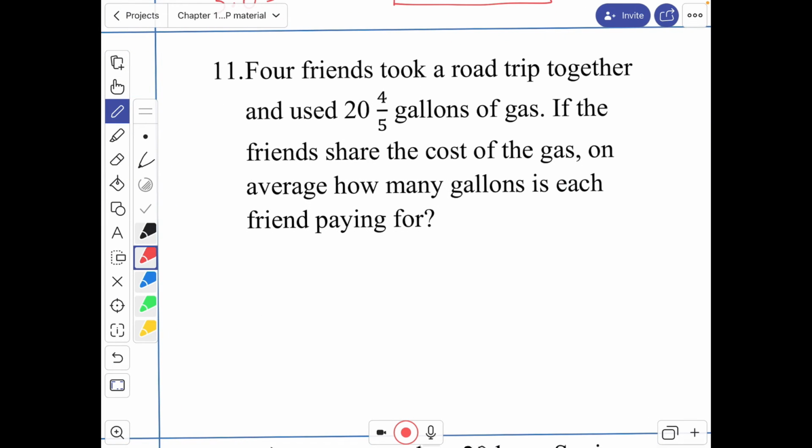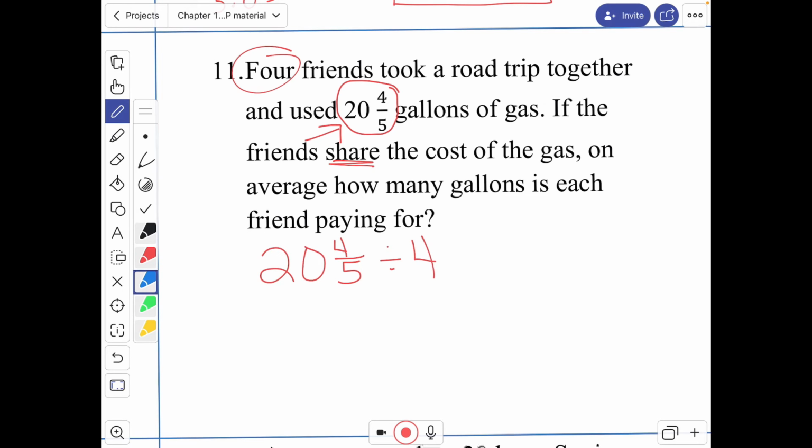Number 11. 4 friends took a road trip together and used 20 4/5 gallons of gas. If the friends share the cost of the gas, on average, how many gallons is each friend paying for? So there's 4 friends, and they're trying to split or share 20 4/5 gallons. So we're dividing, and that's the thing that we're splitting up. So that's the thing that goes first. 20 4/5 divided by 4 friends.